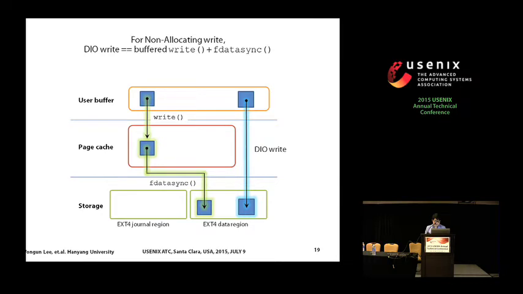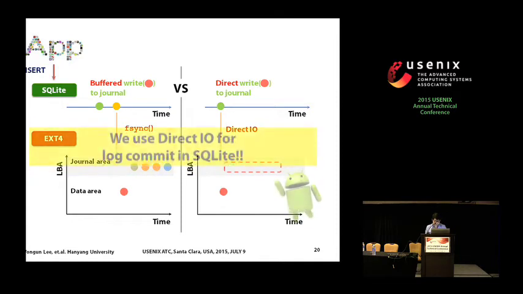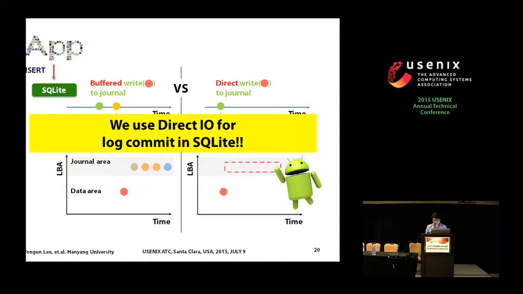After analyzing the I/O behavior, we found that buffered write followed by fdatasync and direct I/O in non-allocating write show the same behavior. In both cases, EXT4 does not accompany file system journaling. By analyzing the I/O behavior, we found the important key to solve the journaling of journal anomaly. We decided to use direct I/O for SQLite to remove EXT4 journaling.